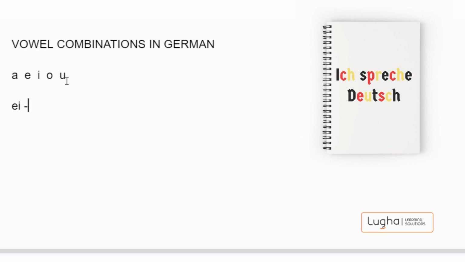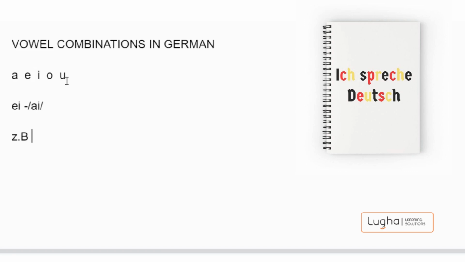So the first vowel combination that we're going to talk about is E and I. When we combine E and I, these two produce the sound "eye". Zum Beispiel, and of course, I'm going to say it again in case this is the first video you're watching: Zum Beispiel means, for example, in German, okay?